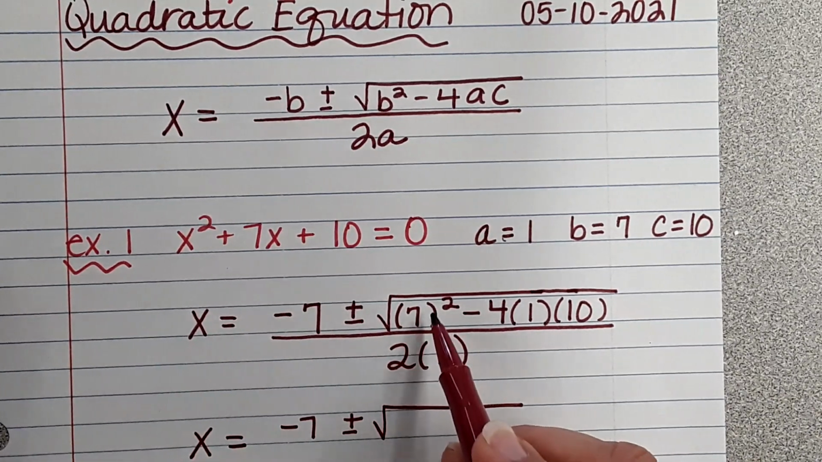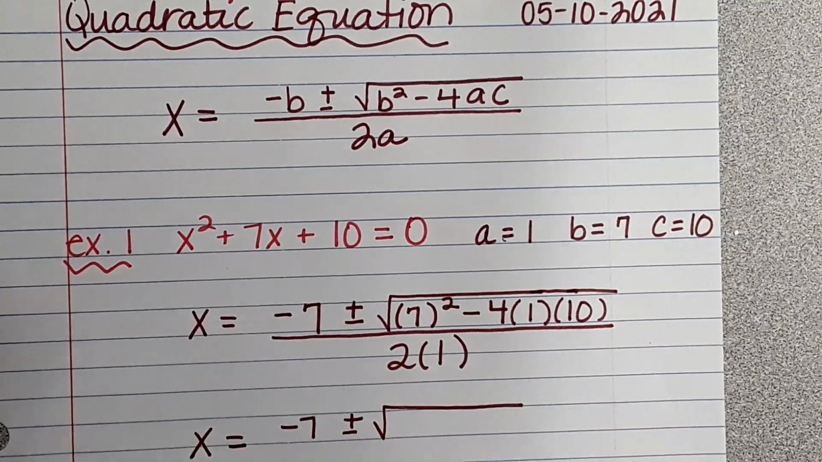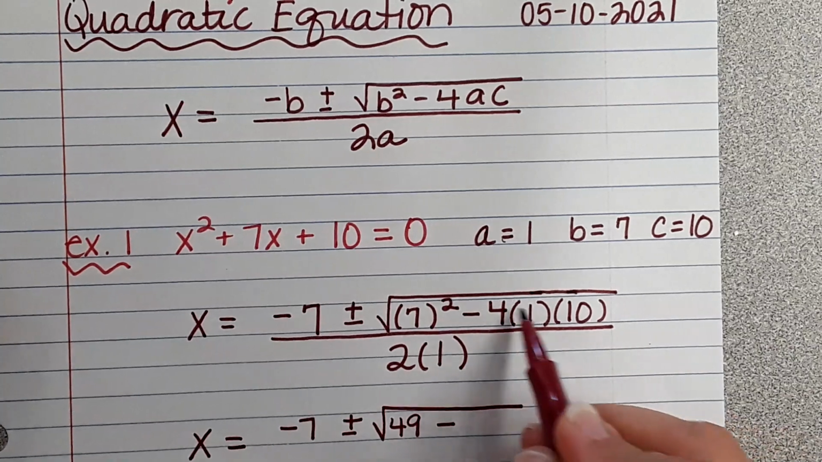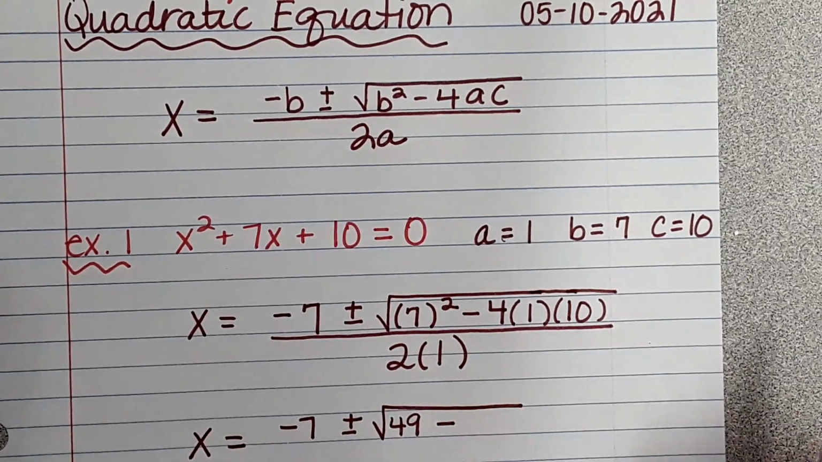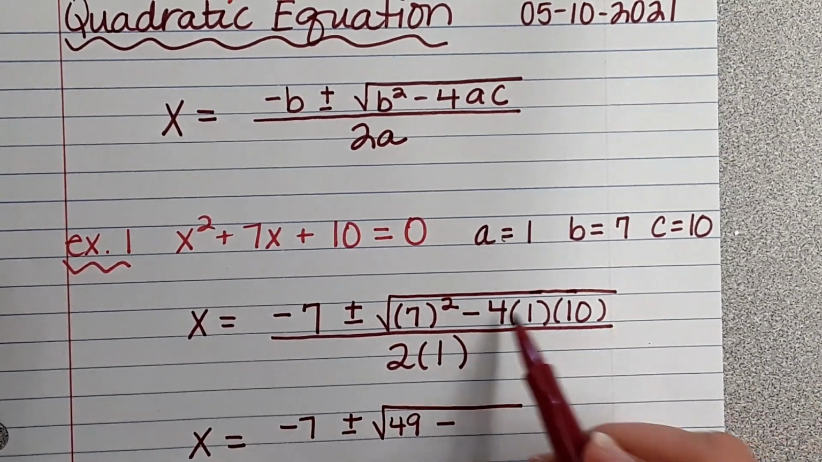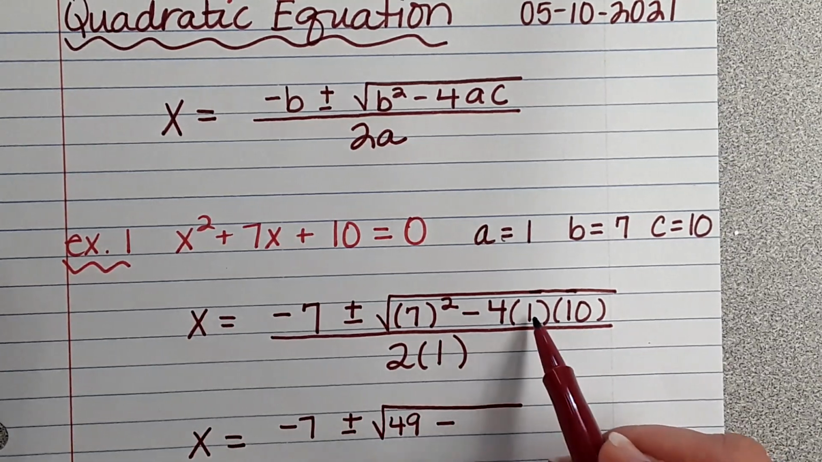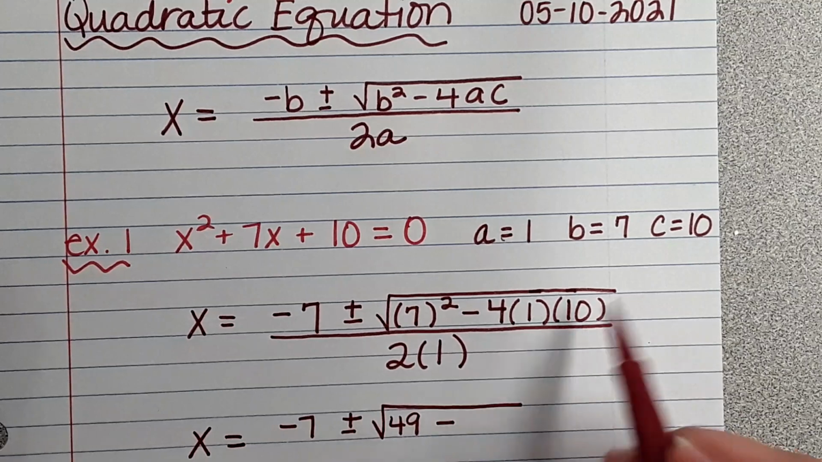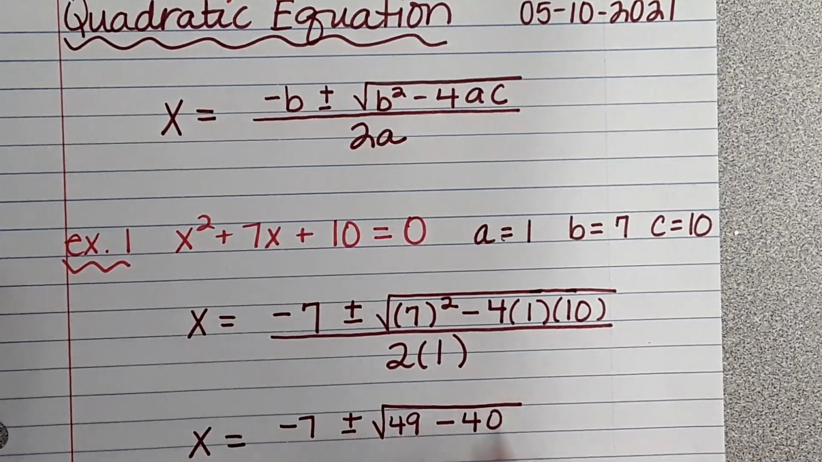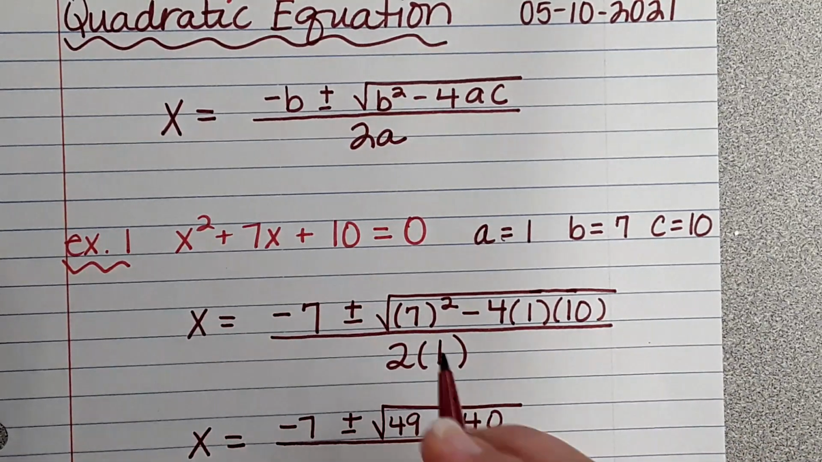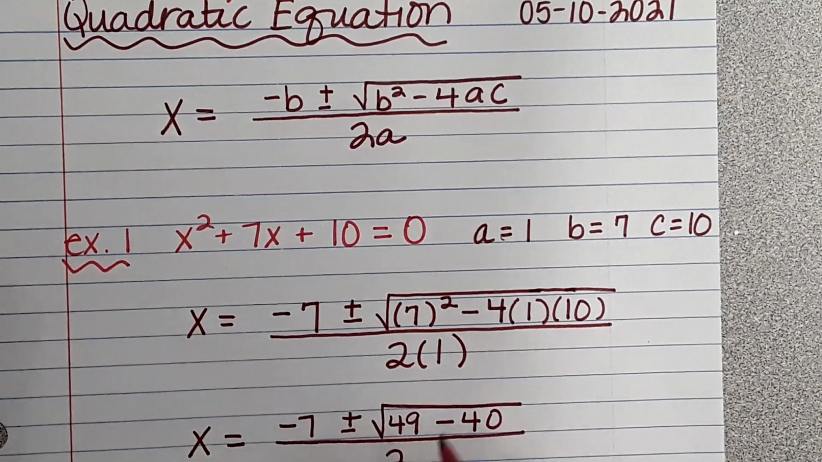What is 7 times 7? 49. Okay. Let's leave the minus. What's 4 times 1 times 10? What's 4 times 1? 4 times 1 is 4. 4 times 10 is 40. And what is 2 times 1?